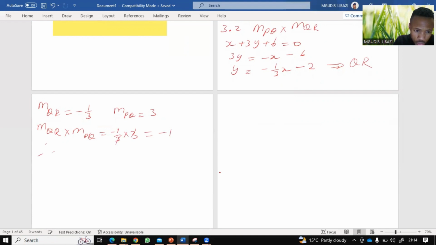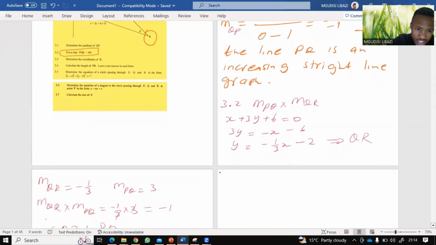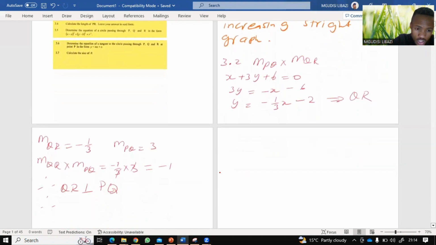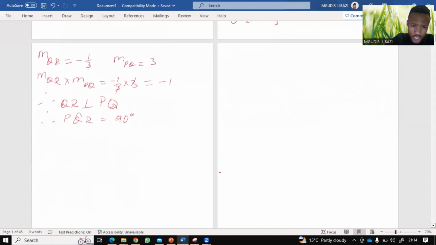Therefore QR is perpendicular to PQ, and since they are perpendicular, that means those lines are at 90 degrees. So we can say PQR is equal to 90 degrees. So we have proved that question there.